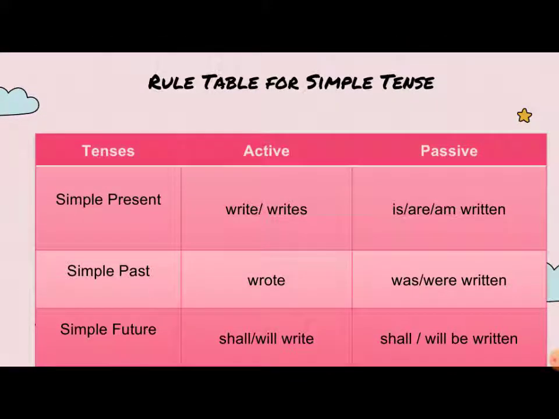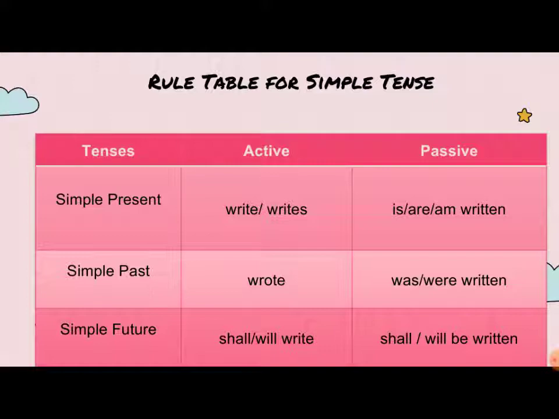We have taken a verb, write. In simple present, you will get write or writes. So it will be changed into is, are, am, written. If the sentence is in past, you will get the verb wrote. So wrote will be changed into was or were written.